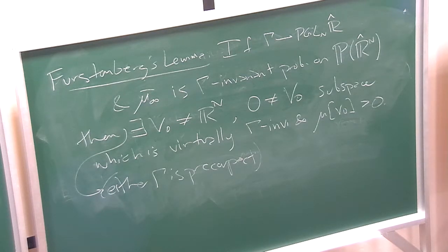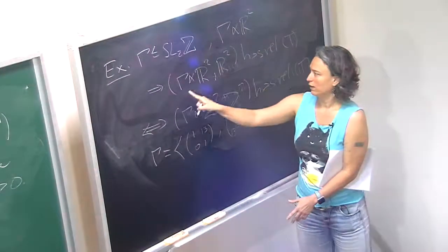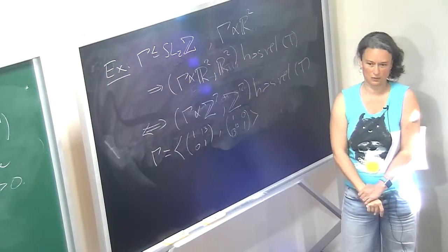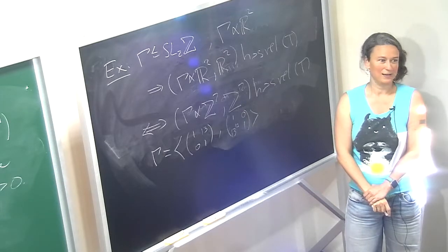So any non-amenable subgroup of SL_2(Z) with R^2, and therefore Z^2, has relative property T. Okay, so thank you very much.